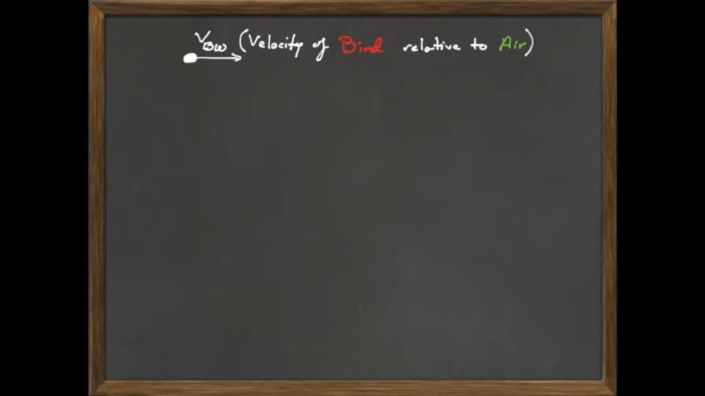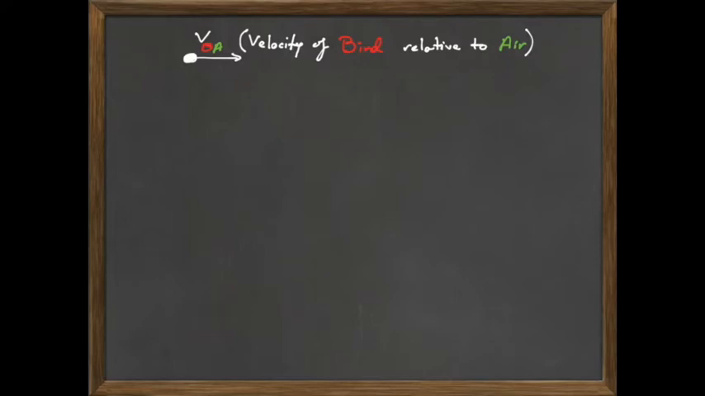Now let's take away the B and W here and put it in the colors. So the bird was in red and the air was in green. I said W. You can keep a W if you'd like, but I'll just say A for the air. So that's what this notation means. It's the velocity of the bird relative to the air.